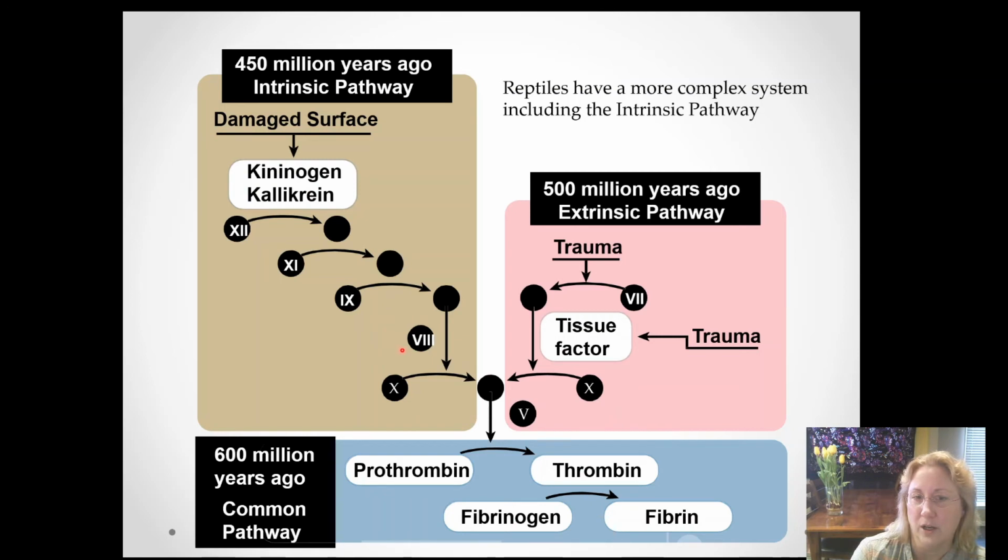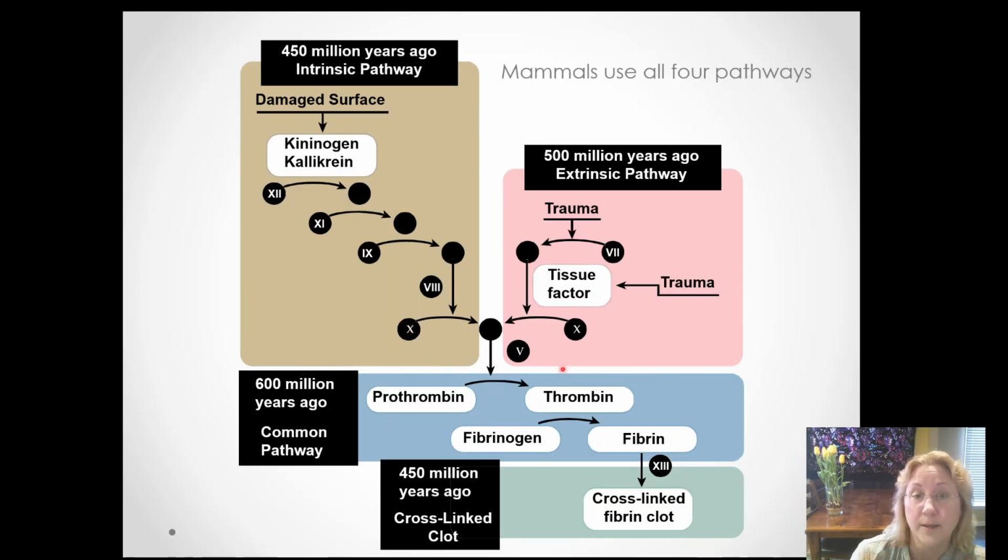Factor 8 we're going to talk more about. This is the one that's involved with the most common type of human hemophilia because it's the only one that's on the X chromosome. So we're going to talk more about that when we get to genetics. And finally, one more factor, factor 13, which adds to fibrin to create a cross-linked clot. This one is in mammals. So mammals have all 4 of these.